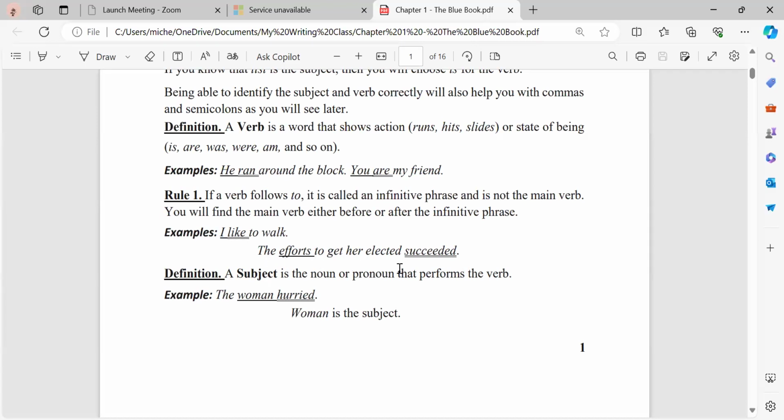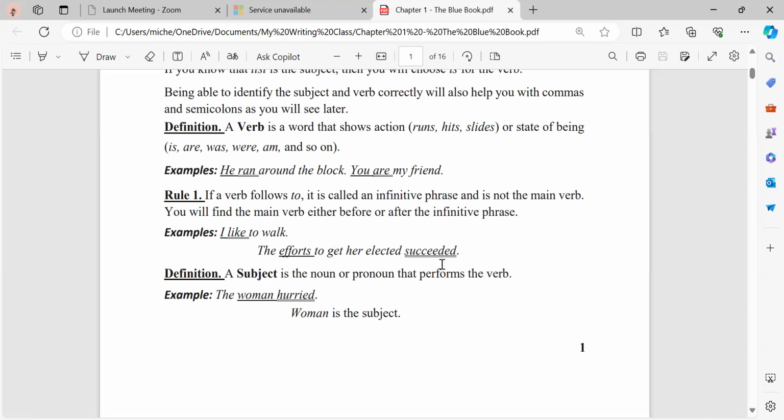So, the efforts to get her elected succeeded. Usually the first part, for example, the efforts, is the subject, not the verb, even though efforts can be somewhat like a verb, but it's not. I mean that the subject doesn't have to be a person or something tangible. It can be something like efforts that is not a verb. Yeah, I mean it that way.